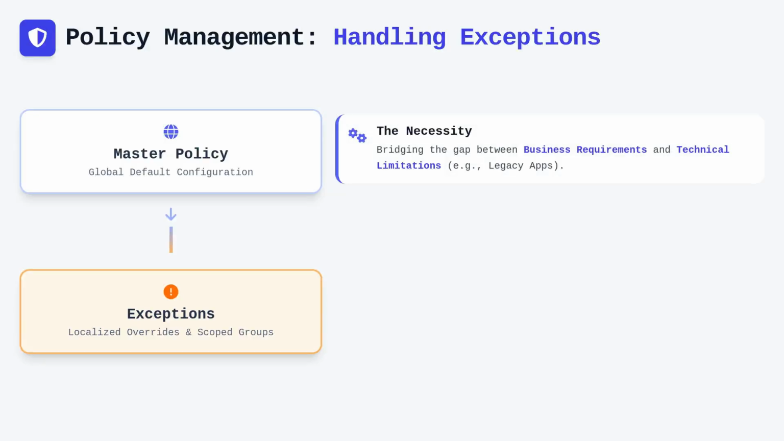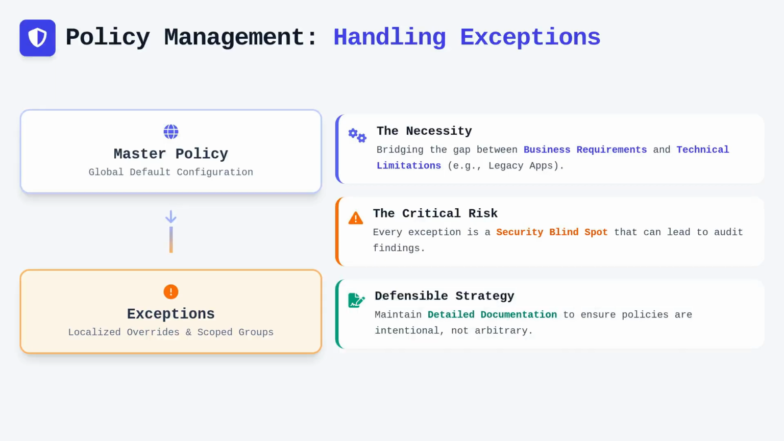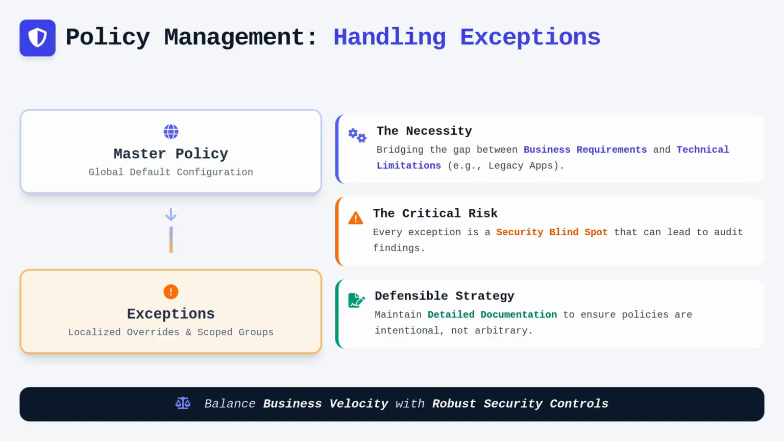However, you must track these deviations carefully, as every exception potentially represents a blind spot or a reduced security posture that might trigger an audit finding. When you decide to apply an exception, always document the underlying reasoning so that your security policy remains defensible rather than arbitrary. Managing these exceptions effectively is the difference between a secure environment that supports business velocity and one that is perpetually struggling against its own restrictive controls.